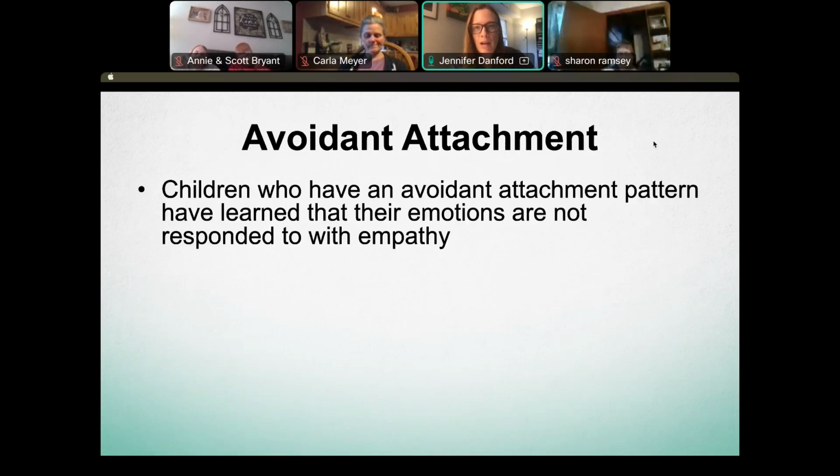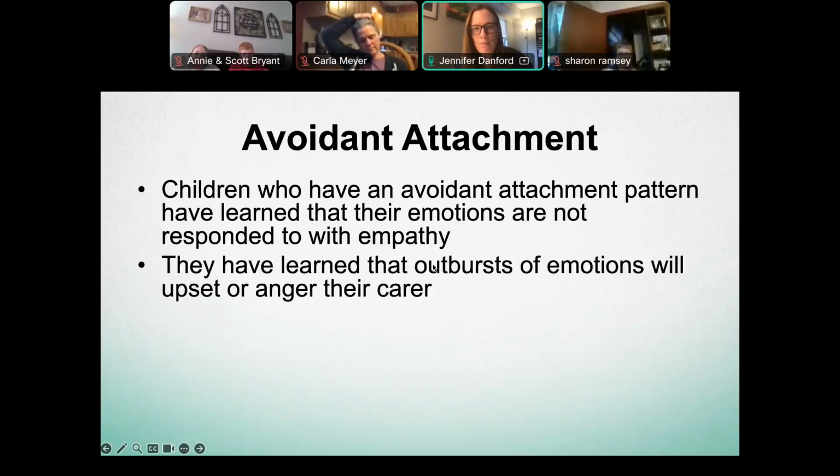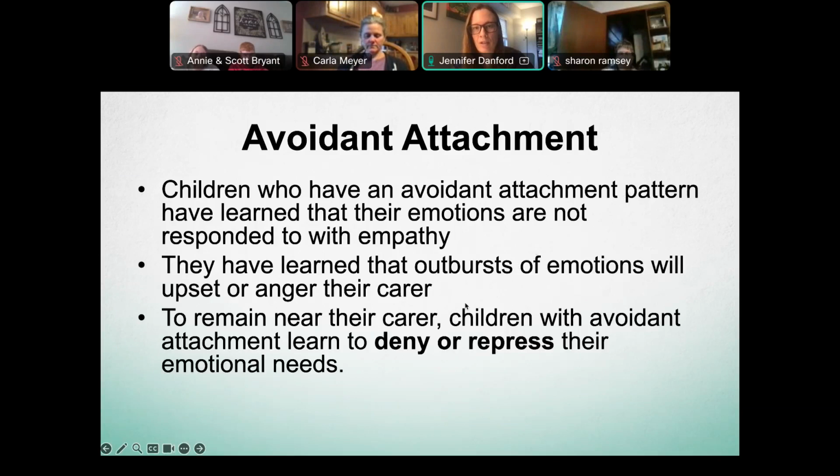have learned that when they have feelings and emotions, their main caregivers don't respond to that with empathy. They learned that if they do get upset or angry or sad, this seems to upset their carer or their parent. So we have to attach to people. It is a biological process that keeps us safe, right? We're a child or a baby. We cannot take care of ourselves on our own.